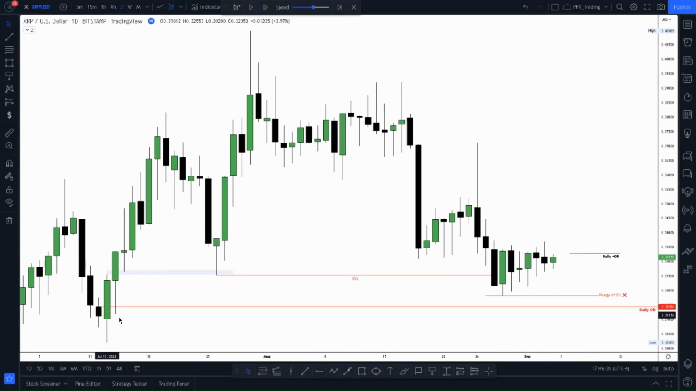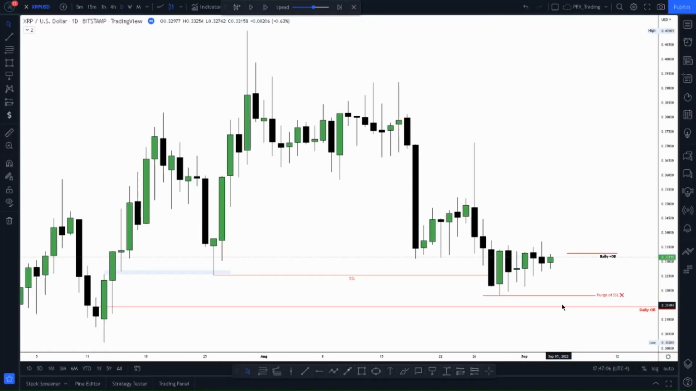For 8 days, it consolidated and went sideways. We have a very deep discounted PD array right here. A PD array is a premium or discount array, and an array could be a fair value gap, order block, or a breaker. Now, this daily order block is going to play a significant role in the reason why I entered this trade.